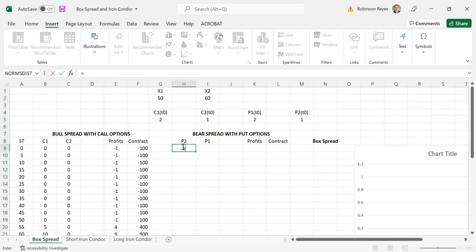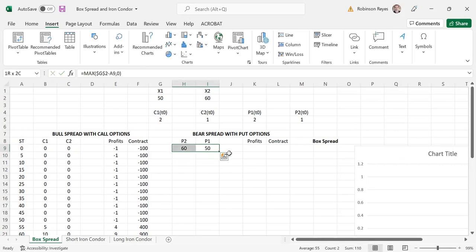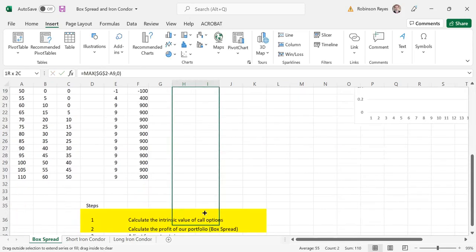So let's first get the intrinsic values of these two put options. The intrinsic value of P2 is the max of strike 2, which we lock, minus the stock price, comma 0. Then the intrinsic value of P1 is the max of X1, the strike 1, minus the stock price, or 0. And then we just scroll these two down.